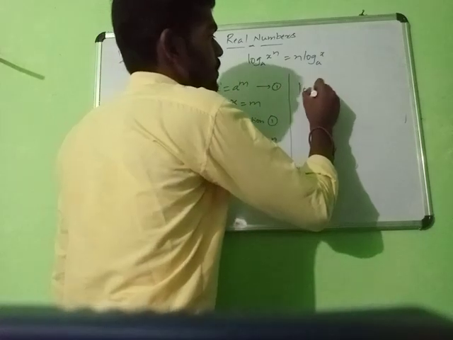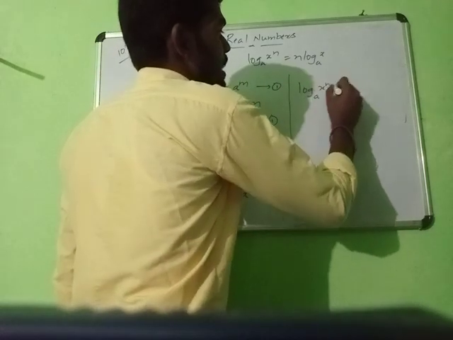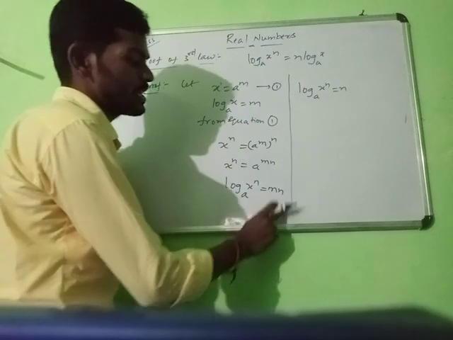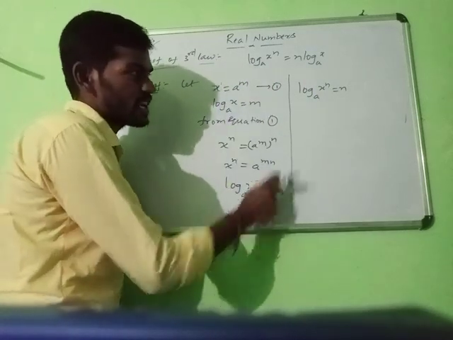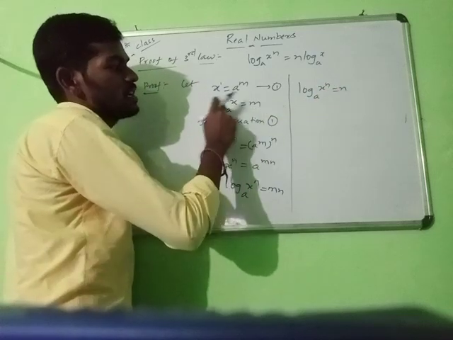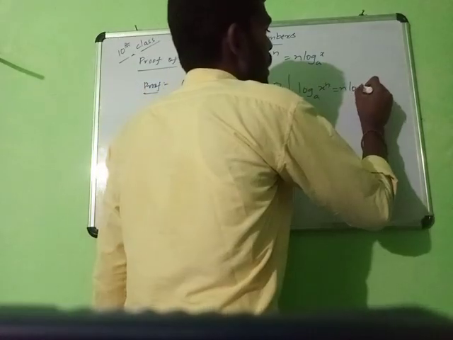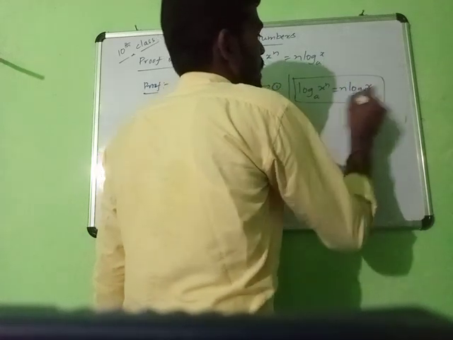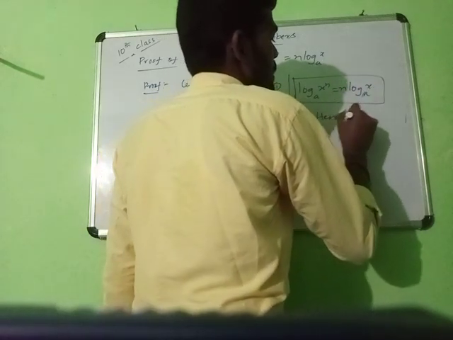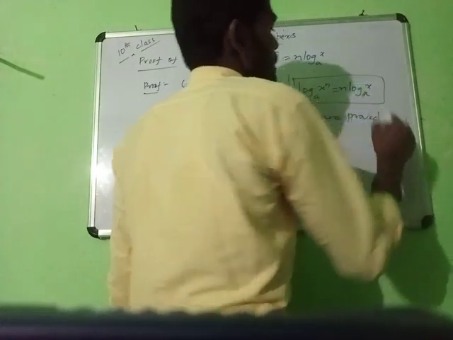So log of x power n base a is equal to m into n. Take n separately. What is m here? m is log x base a. So it is n into log x base a. This is the proof of the third law. Hence proved.